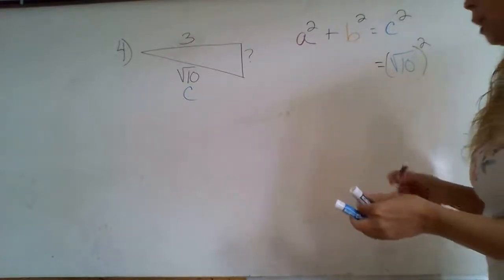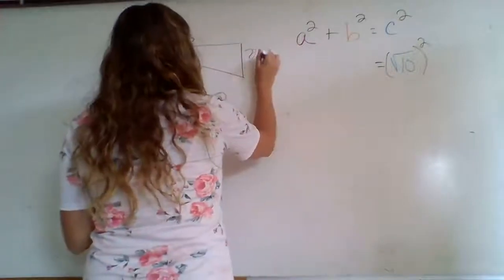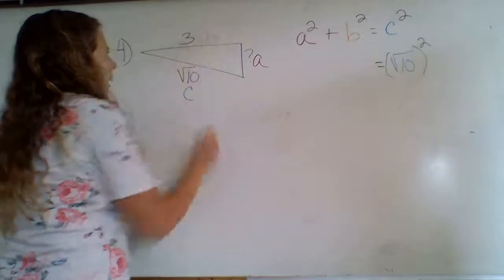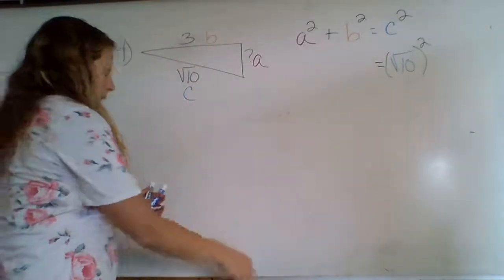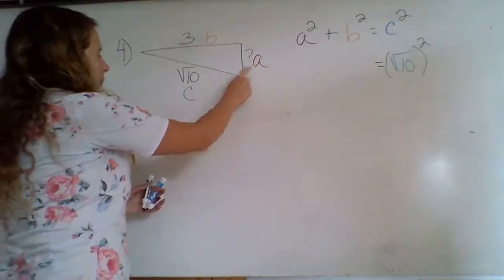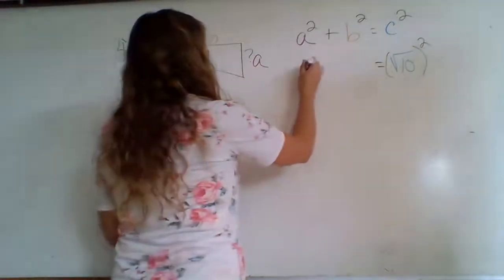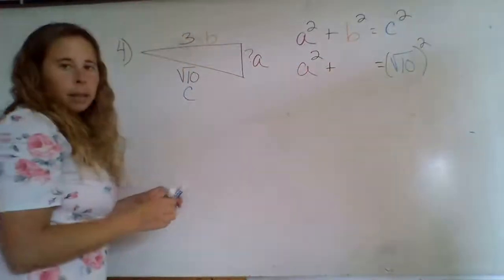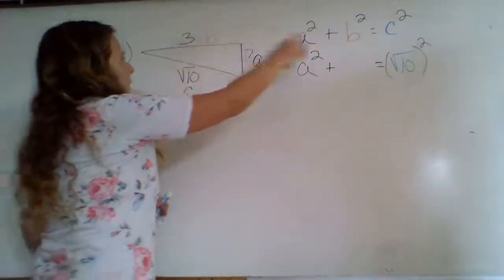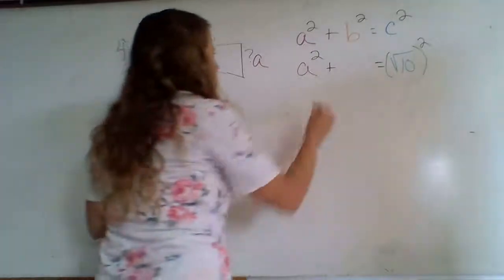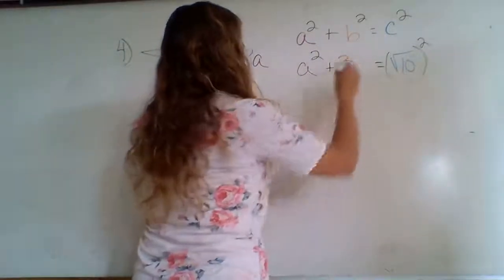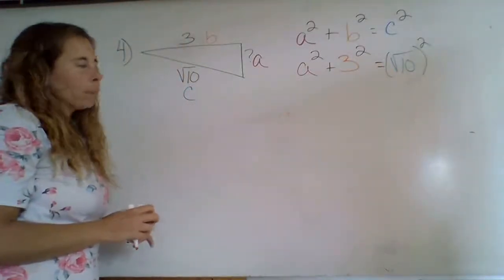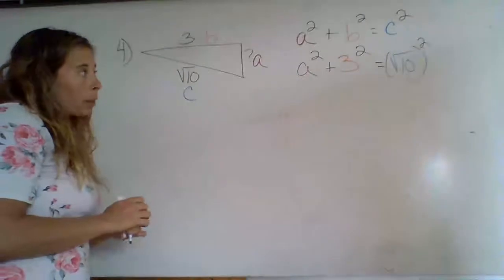And then this is where you can kind of pick and choose. I'm going to say this is A, and I'm going to say this is B. You could do it the other way around if you want. So I'm trying to find A. So I don't know A squared. So put that in. But then I do know B. B is 3. So I'm going to substitute 3 in for B. Right. So now we're solving for A squared.